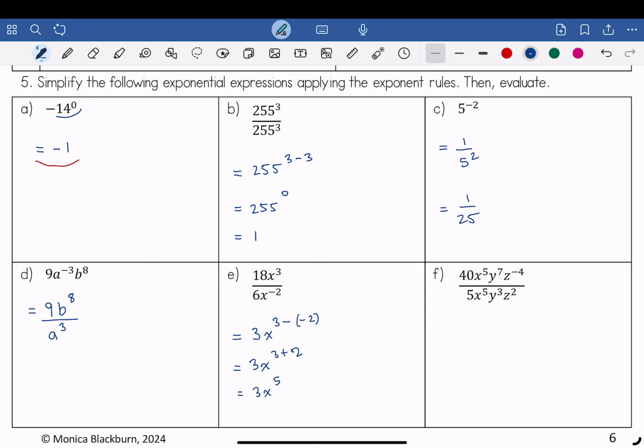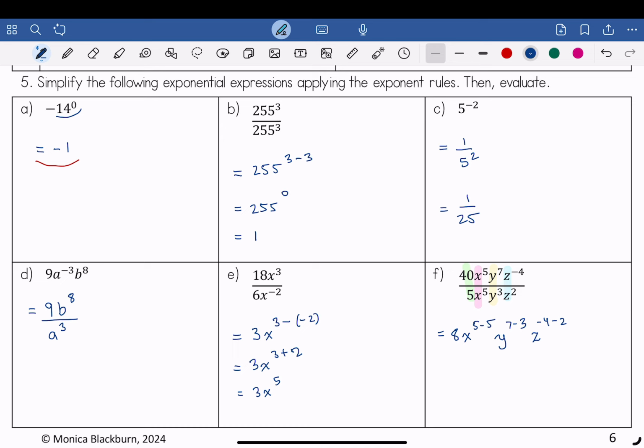F, so we have coefficients 40 and 5. We have the base of x, we have the base of y, and we have the base of z. So 40 divided by 5 is 8. And then x, 5 minus 5. y, 7 minus 3. And z, negative 4 minus 2.